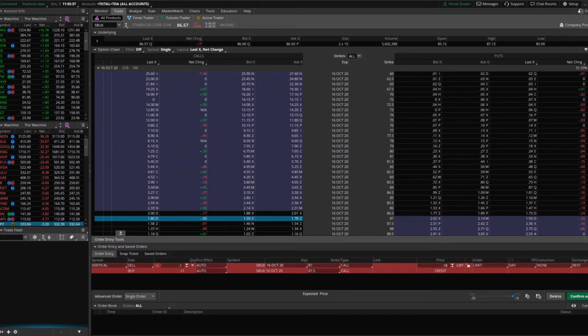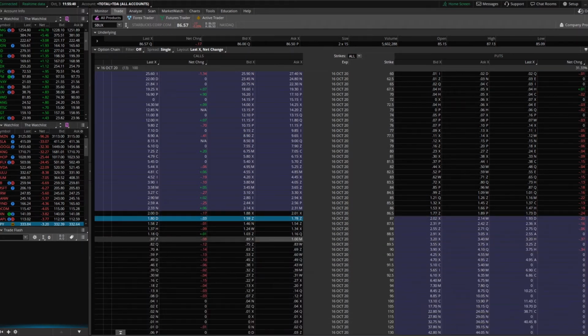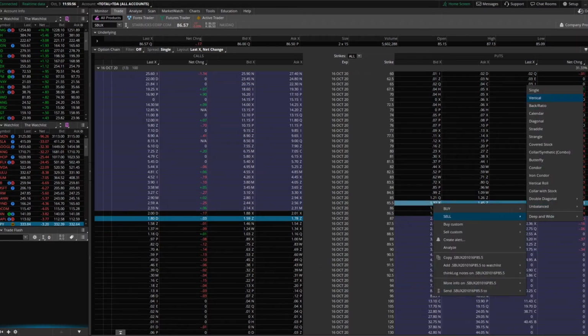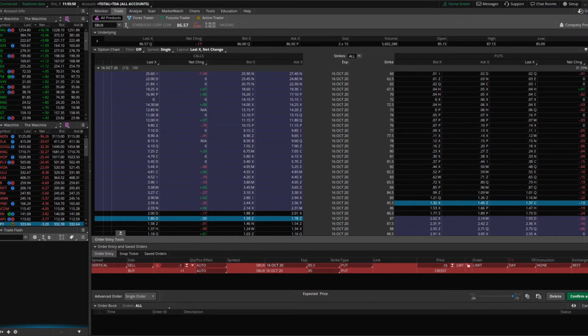I like doing my credit spreads on Robinhood, which I'll show you guys after I do one more on this, because I need to show you the put side. So let's say we wanted to do an 85.5 credit spread on the put side. We sell the 85.5 and buy the 85. We would go to the 85.5, right click on it, go to sell, go to the vertical, and boom, it sets it up for us.